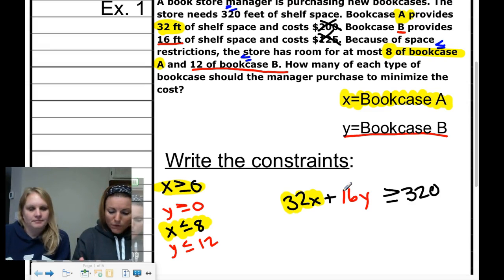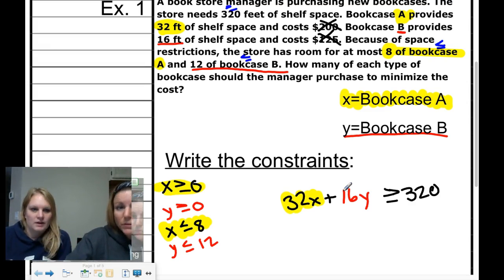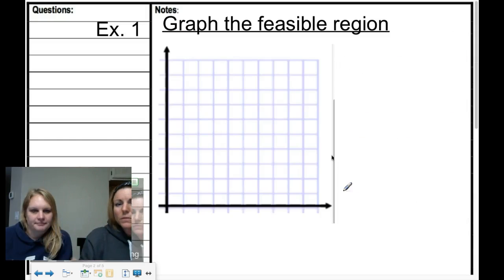Yeah. There are our 5 constraints. That's the hardest part of the problem. So let's go on to the next page. Now notice, graph the feasible region.